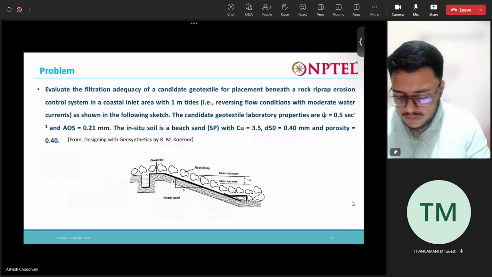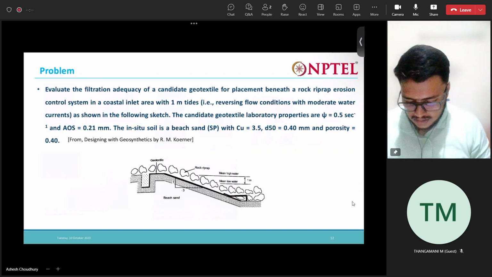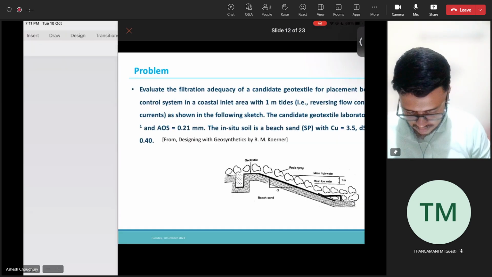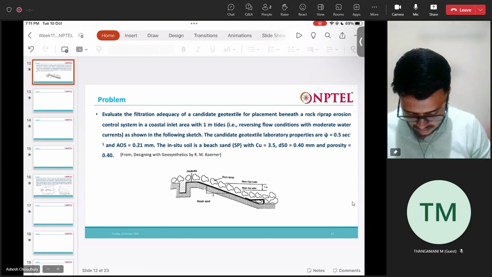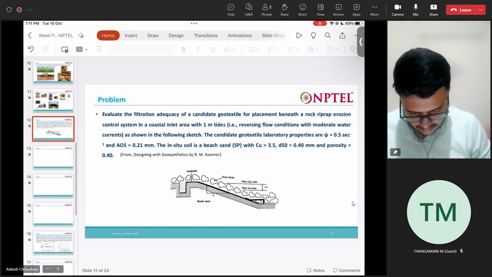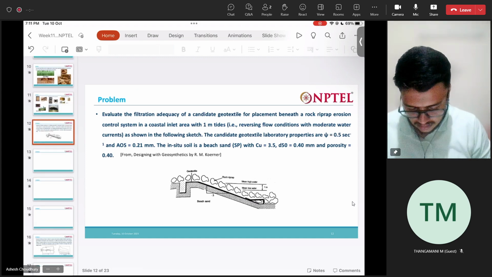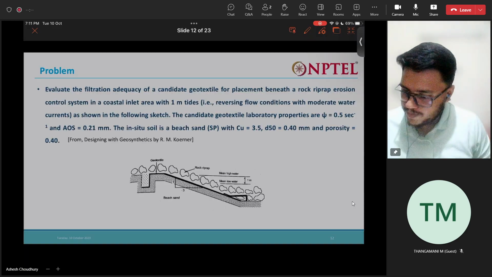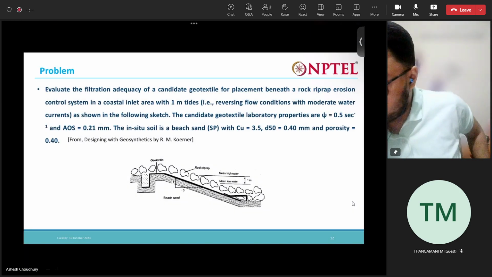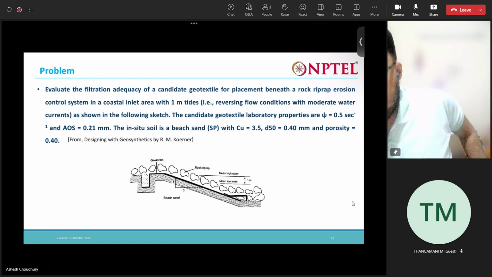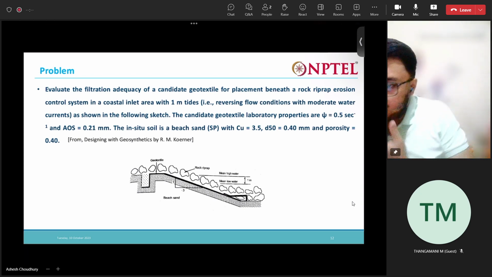Okay, so we will solve the problems. Three problems are there, quite easy and straightforward problems, so we will try to solve them.